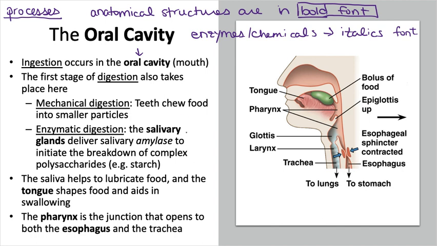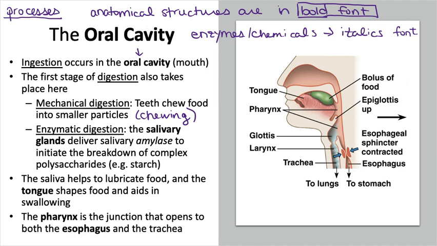Okay, so again, ingestion occurs in the mouth, which is called the oral cavity. This is also where our first stage of digestion occurs. So we have 2 types of digestion in the oral cavity. The first is mechanical digestion, which is just chewing. That's pretty obvious. So our food gets chewed up into smaller pieces because that begins the process of breaking it down. It is a digestive process. We also have an enzymatic digestion, but of only carbohydrates.